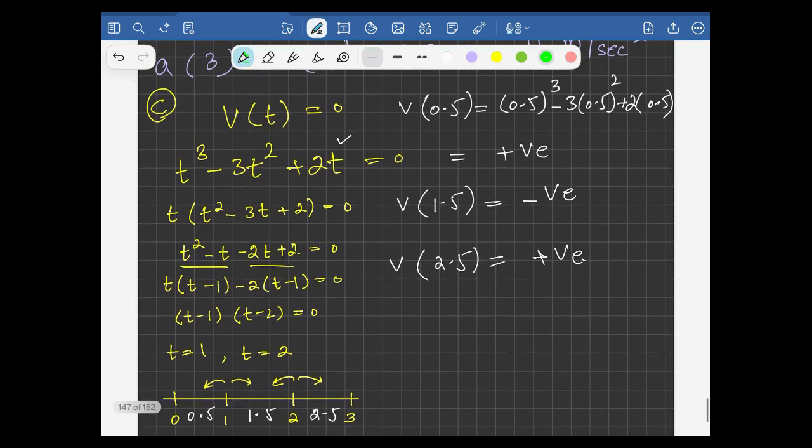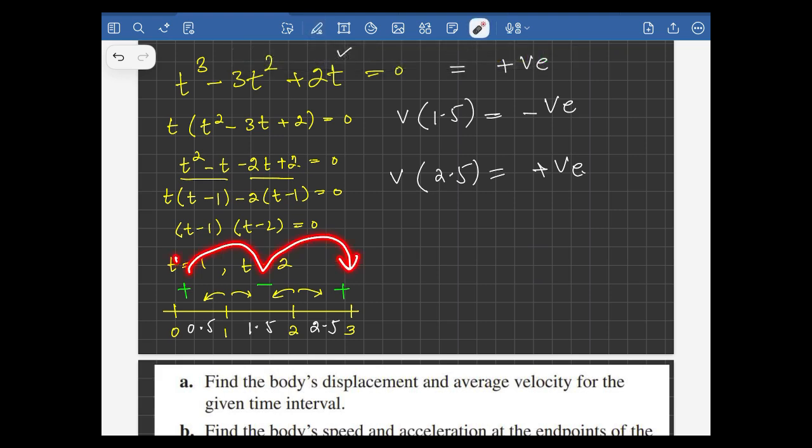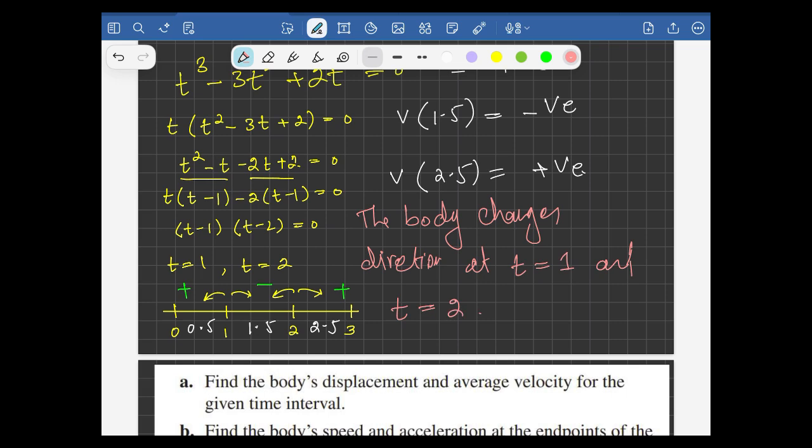So at 0.5 it is positive, at 1.5 negative, at 2.5 positive. So we have a pattern of opposite values. When we have the pattern of opposite values, we say yes, the body is changing its direction. The body changes direction at time equals 1 and time equals 2.